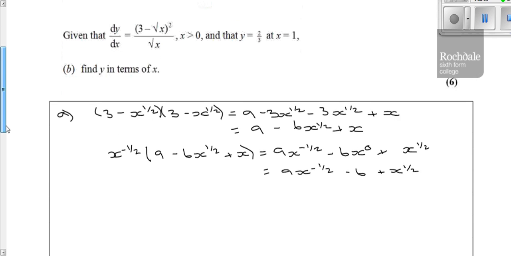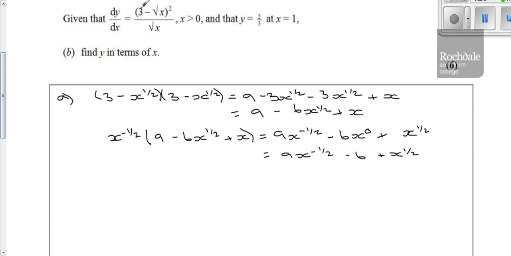So the next bit is like the last examples that we've just done. So we've been given dy by dx equals this. They want you to use this instead. And what we want to do is find y in terms of x. That's exactly the same as saying find the equation of the curve, or integrate this, or evaluate the integral of this. So there's lots of different ways that they can ask you this question. But what we're doing is y is equal to the integral of 9x to the power of minus a half minus 6 plus x to the power of a half with respect to x.